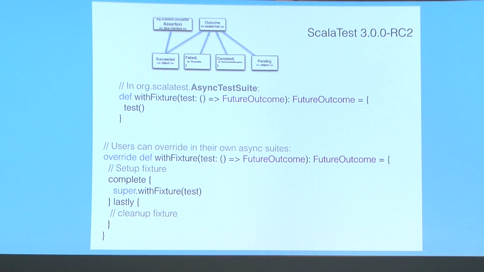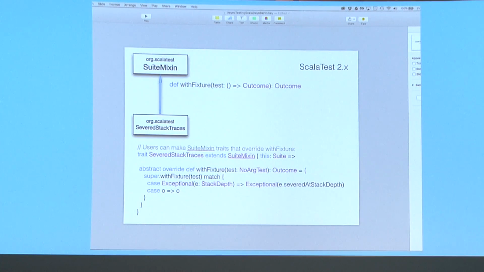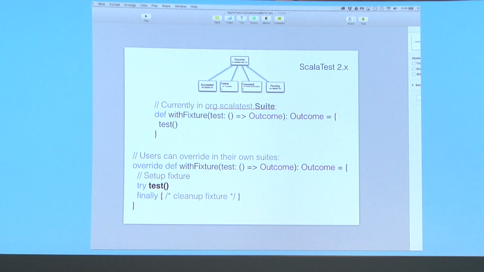And then another problem, coming back to this, let me go back to that one. The one where I had a try finally. This one's easier to see. So try test finally cleanup. If you do that in an async with fixture, when you say try test, it returns a future outcome. So the test hasn't actually finished yet. So now your finally block is going to be executed, and it will do the cleanup too soon. Right, so you can't use try finally with an async. Well, with a future, it doesn't work. It does the cleanup too soon.